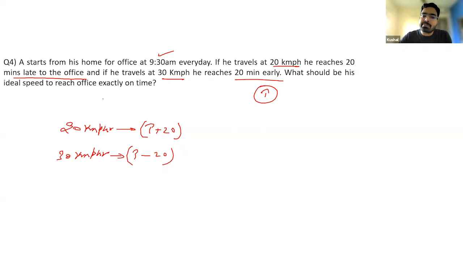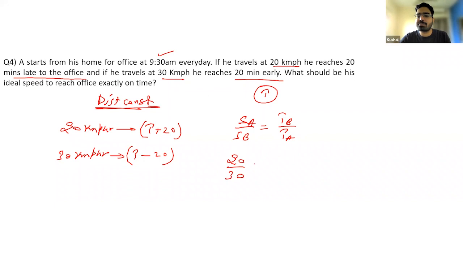Now, every time the distance traveled is the same. So can I say that my value of distance is constant in this question, right? Because every time he's traveling from home to office, that distance is going to remain the same. So if distance is constant, then the ratio of their speeds is in the inverse ratio of their time periods. What is the ratio of their speeds? 20 by 30. What is the ratio of their time periods? It is the inverse ratio.